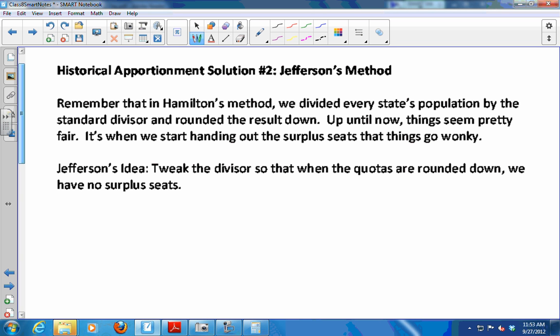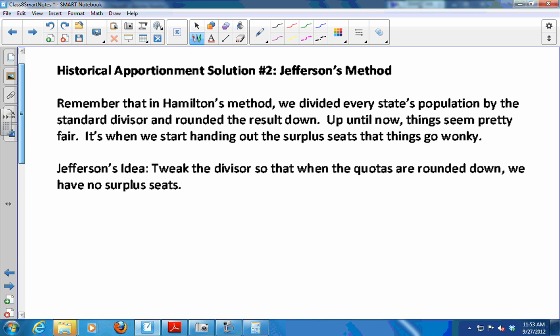So remember that in Hamilton's method, we divided every state's population by the standard divisor and rounded the result down. So up until now, things are pretty fair, right? Up until right then, we've done the same thing for everyone. It's when we start deciding who gets the surplus seats that things go a little wonky. That's when things get weird. We start giving out the extra seats. Sometimes you get it, sometimes the other state gets it, and it makes people upset.